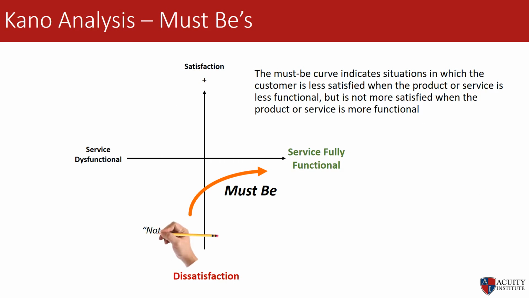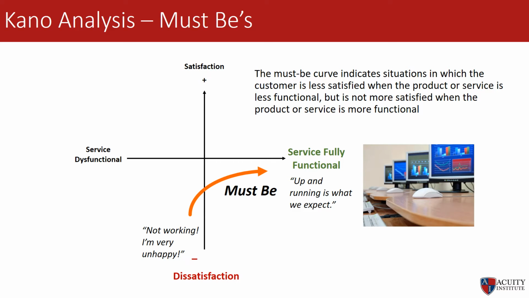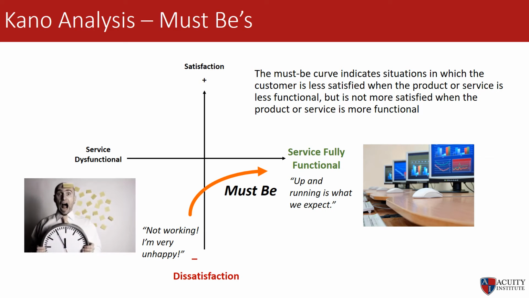The must-be curve indicates situations in which the customer is less satisfied when the product or service is less functional, but is not more satisfied when the product or service is more functional. For example, clients of a service bureau expect 99.9% system uptime. Their level of satisfaction does not improve when uptime is increased, but downtime leads to severe dissatisfaction.